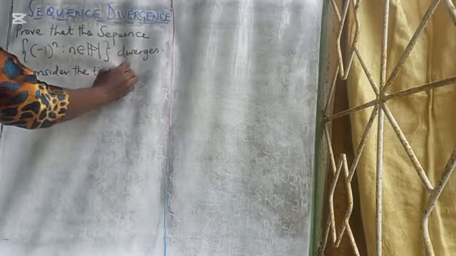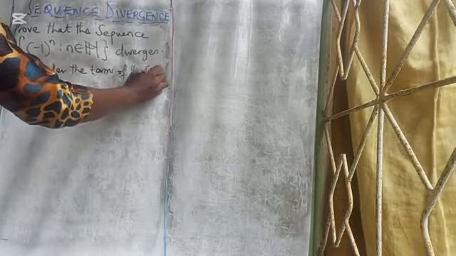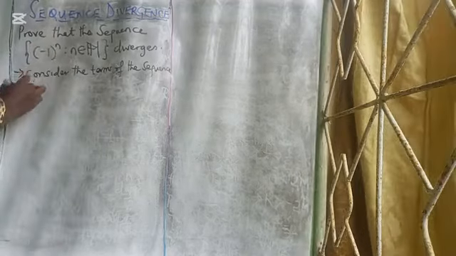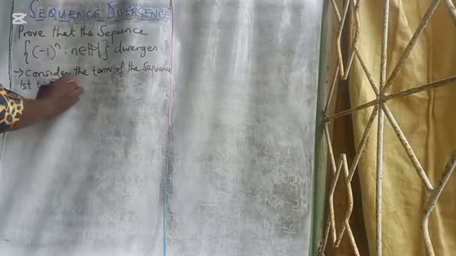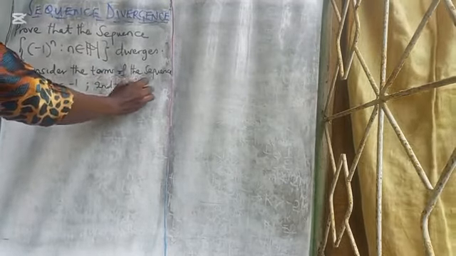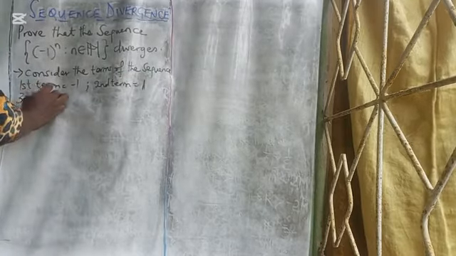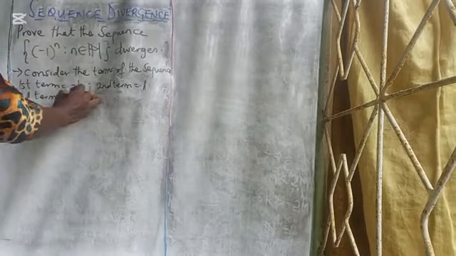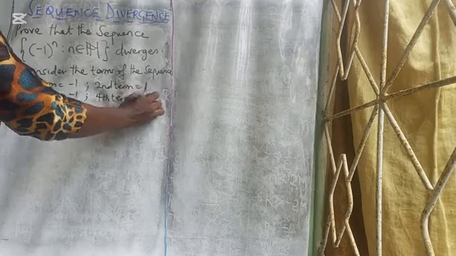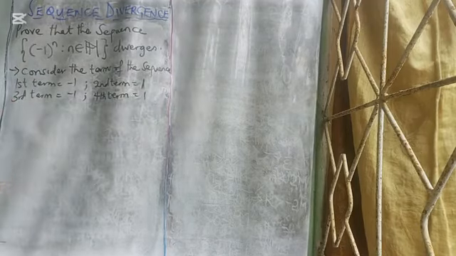Consider the terms of the sequence. What are the terms of the sequence? The first term, when n is 1, we have minus 1. The second term, when n is 2, we have 1. The third term, when n is 3, we have minus 1. The fourth term, when n is 4, again we have 1. What does that tell us?